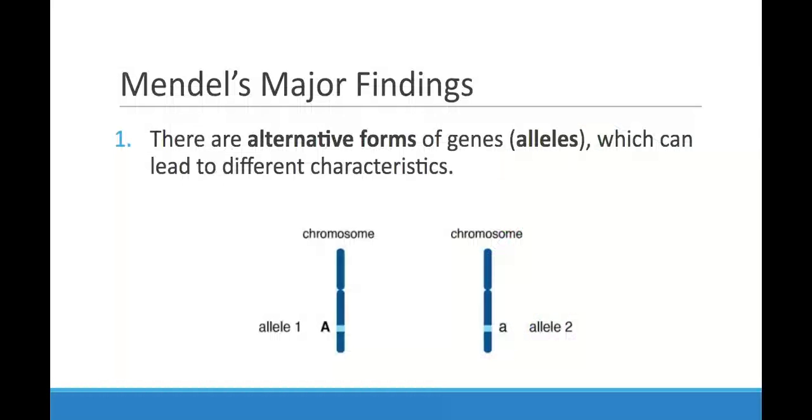And this led Mendel to his first major finding, which wound up to be correct. His first major finding was that the reason that different pea plants had different characteristics is because there are alternative forms of genes called alleles, which can lead to those different characteristics. So for example, for flower color, you could have a purple allele or a white allele. So there are alternative forms of genes called alleles.